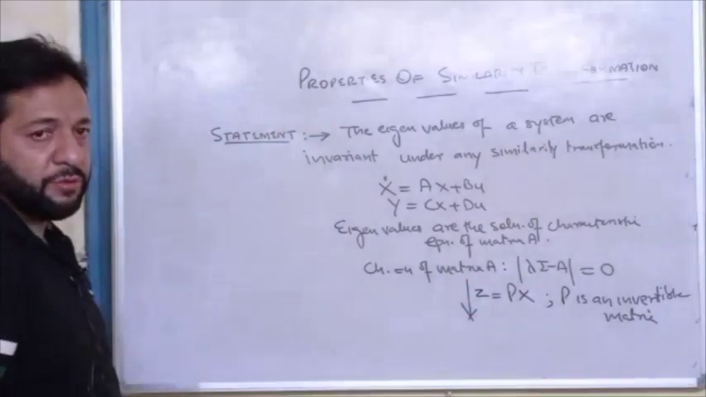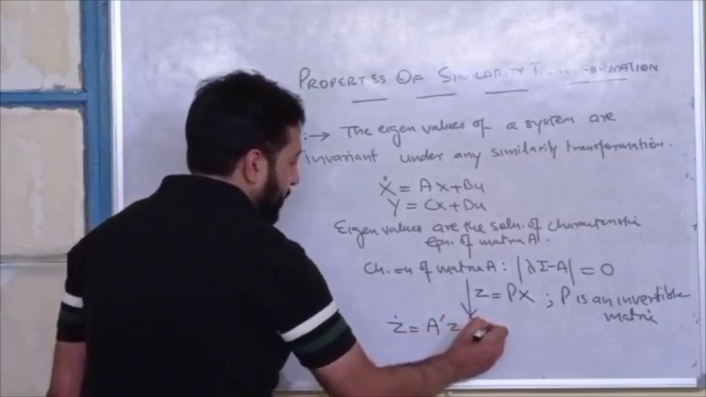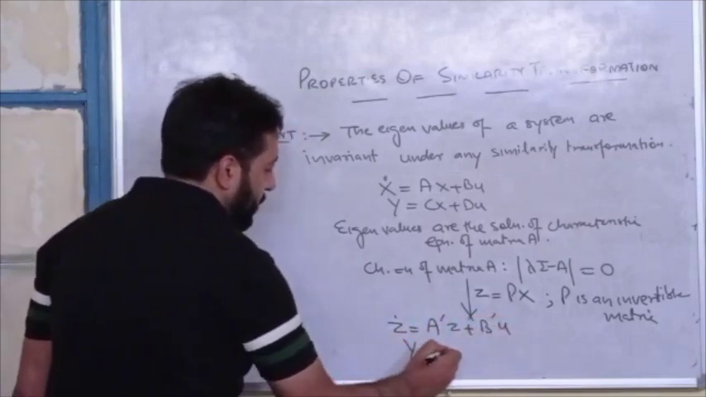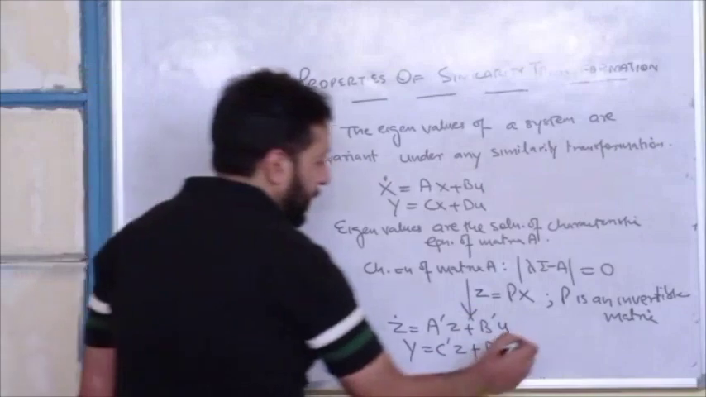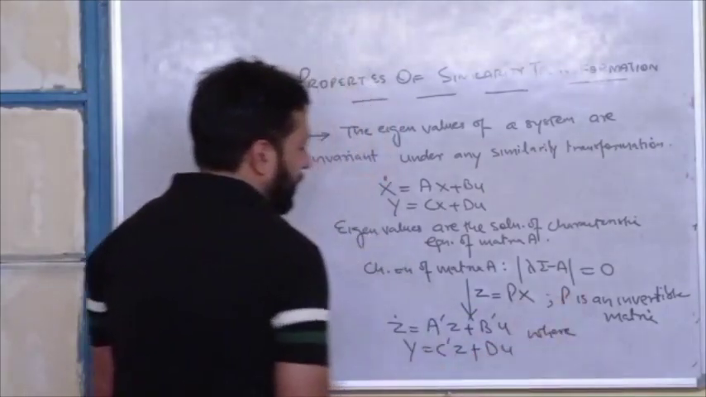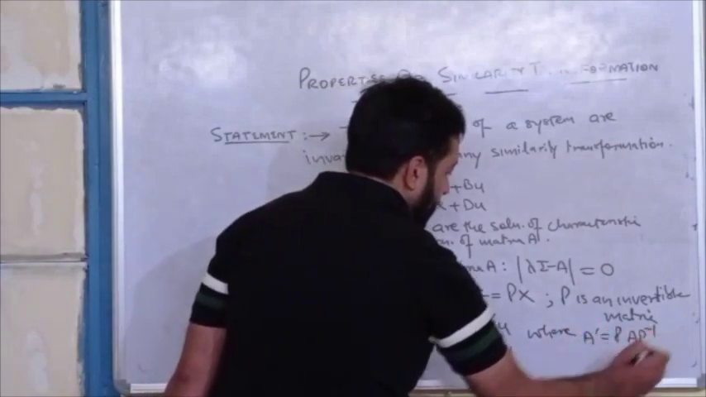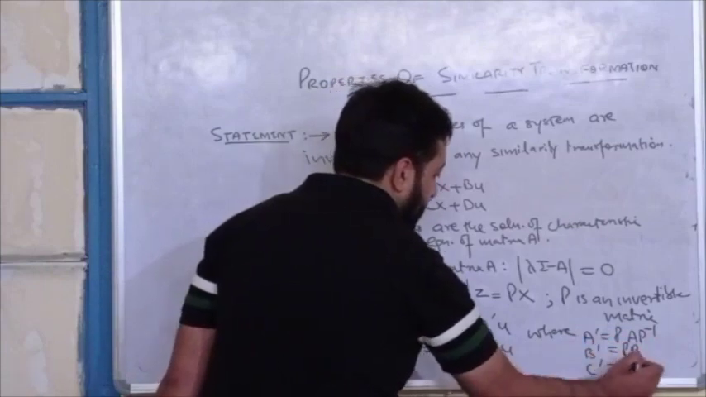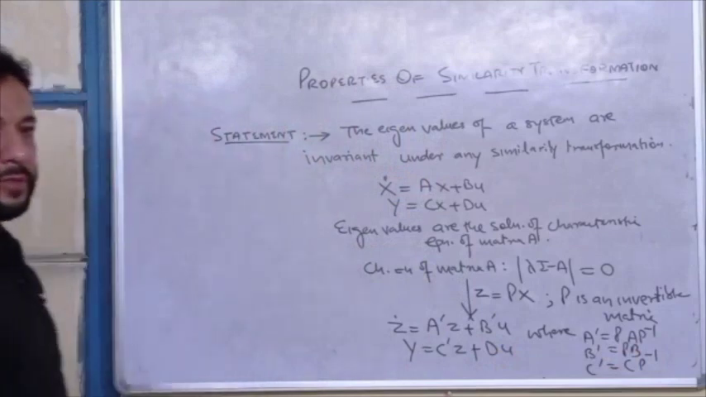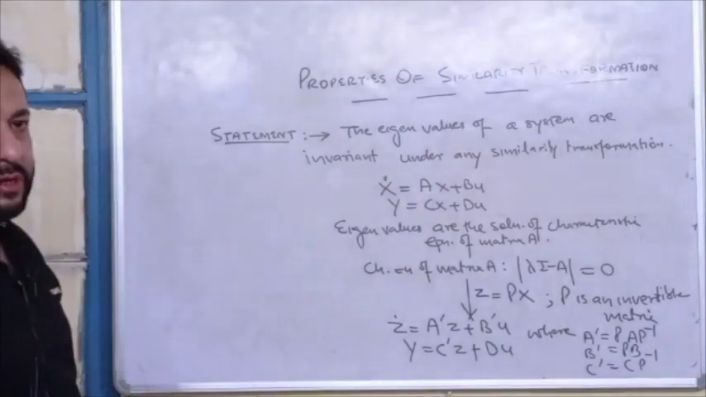So I get another state space model. What's that? z dot equal to A dash z plus B dash u, y is equal to C dash z plus Du, where A dash is equal to PAP inverse, सही है? B dash is equal to PB and C dash is equal to CP inverse, सही है ना?